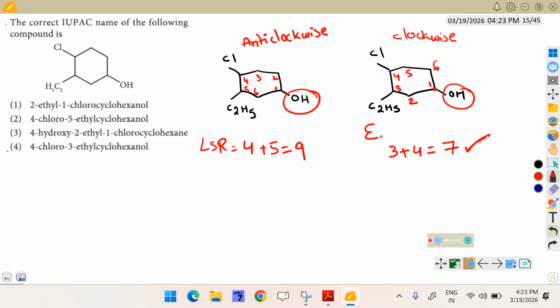Ethyl starts with E, chloro starts with C. Follow the alphabetical order. So the name of the compound is 4-chloro-3-ethylcyclohexanol. Fourth option, correct option.